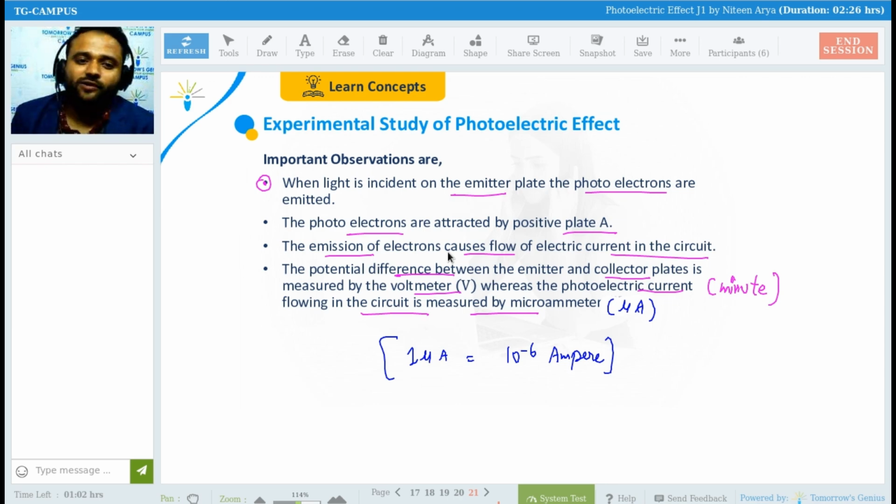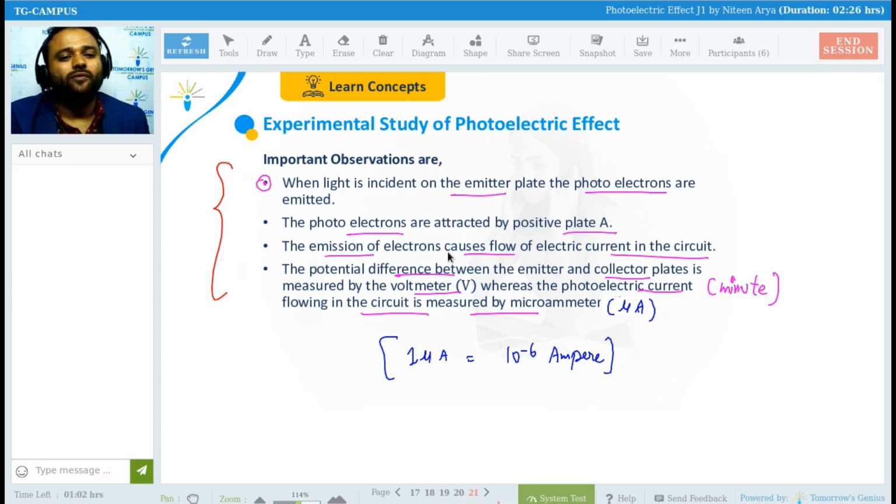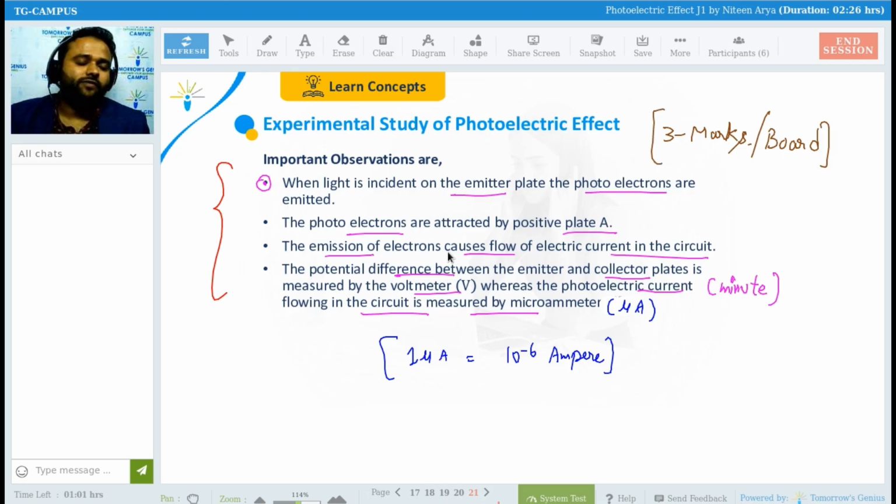You can get this all if you are lucky enough, first thing. And the second thing, if you get a theoretical subjective question for 3 marks, write the experimental setup and the important observations. If you write in this manner, 3 marks will be given to you in boards. So that is going to be important board-wise. And a 2 mark question is going to be related to finding the maximum kinetic energy of a photoelectron, that is K max equals h nu minus work function. As simple as that. Clear, everyone?